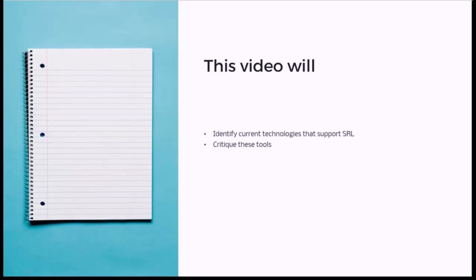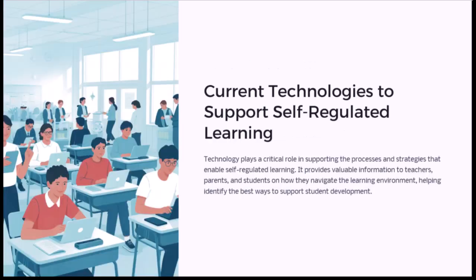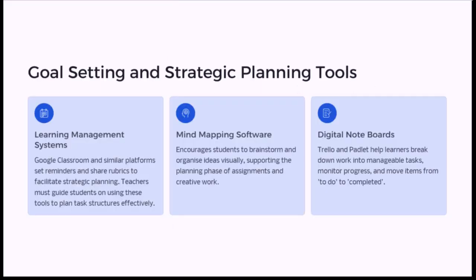To date, we've looked at different self-regulated learning definitions, models, and strategies. Now we look at how technology can be used to support these. Technology can play a critical role in supporting the processes and strategies to enable self-regulated learning. It can also provide information to teachers, parents, and students on how they're navigating the learning environment, so they can identify how best to support themselves and students. We look at some of the current technologies available and how they can be used to support self-regulated learning.